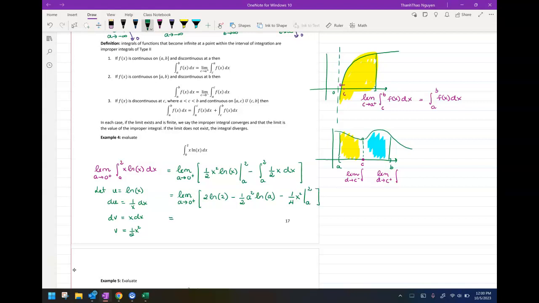So the limit as a approaches 0 of 2 ln of 2 is 2 ln of 2. The limit as a approaches 0 of 1/2 a squared ln of a is 0, minus the limit as a approaches 0 from the right of 1/4 times 4, plus the limit as a approaches 0 of 1/4 a squared. So that is 0 and 1. So then we have 2 ln of 2 minus 1.